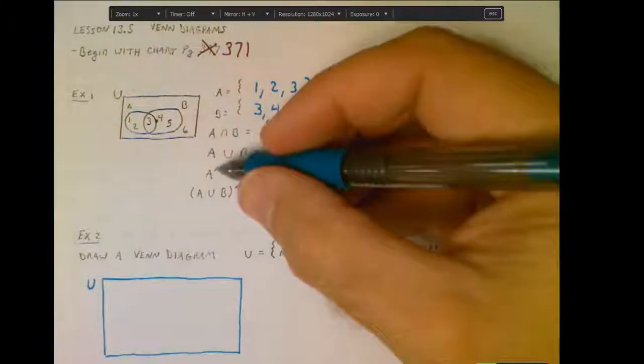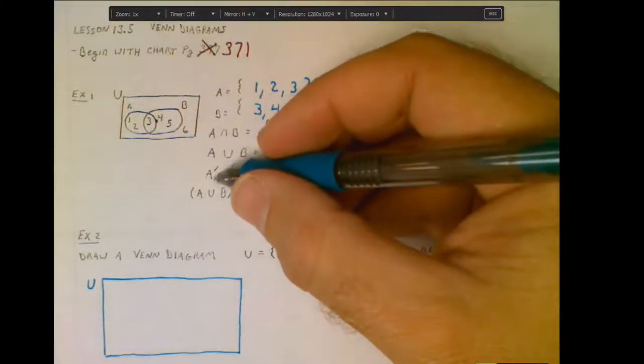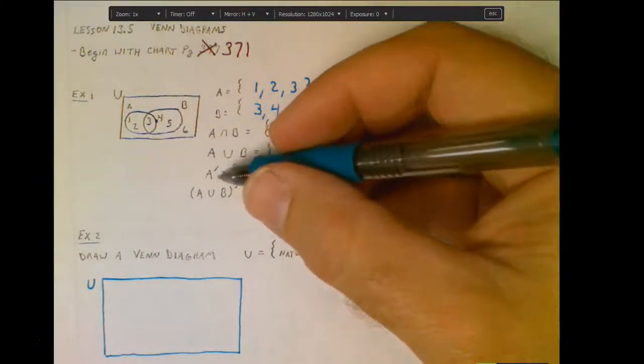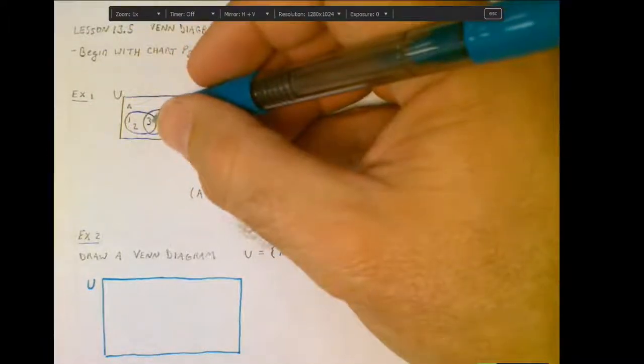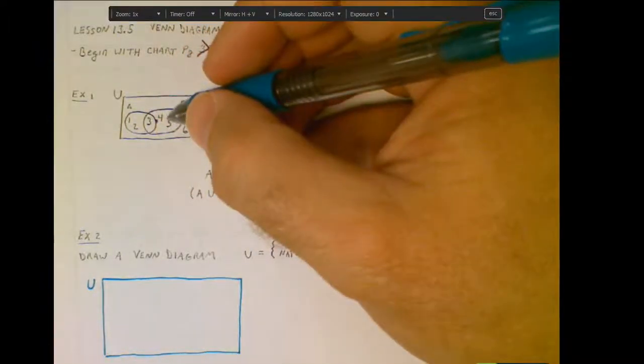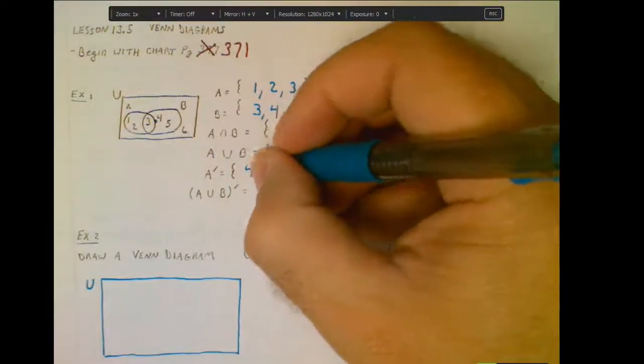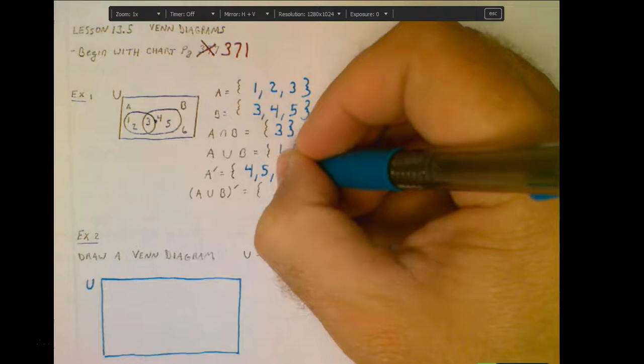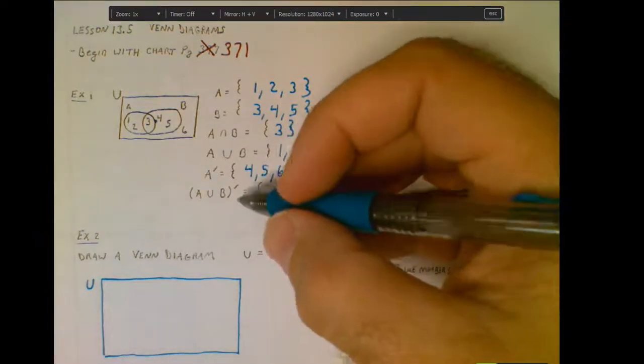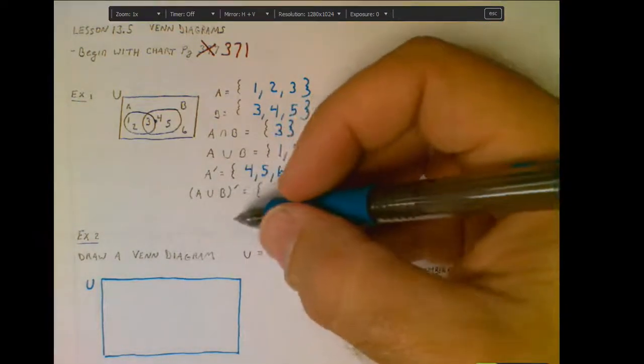So there we go for that. The things that are not in set A. So what are the elements that are not in set A? Well, if 1, 2, and 3 are a part of set A, then 4, 5, and 6 are the things that are not in set A. And then there's a lot of variations I could give you along these lines.